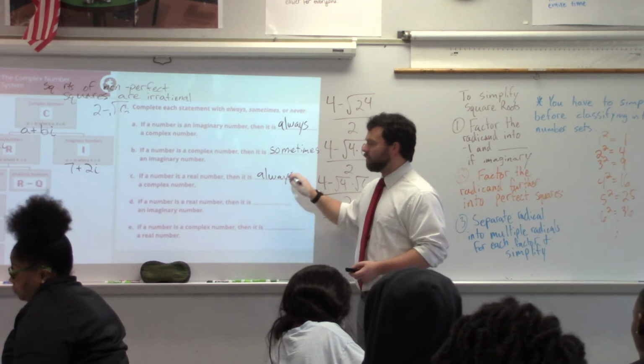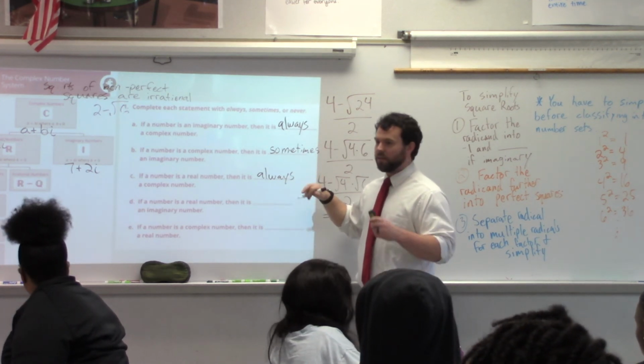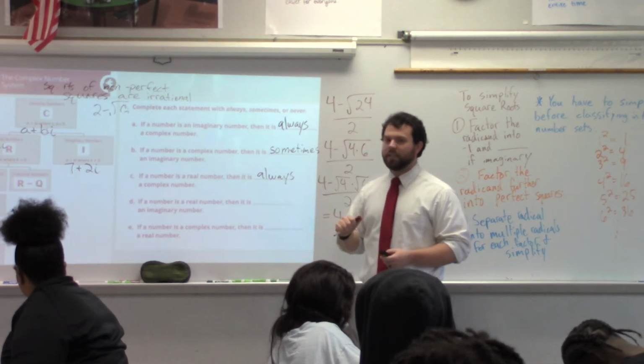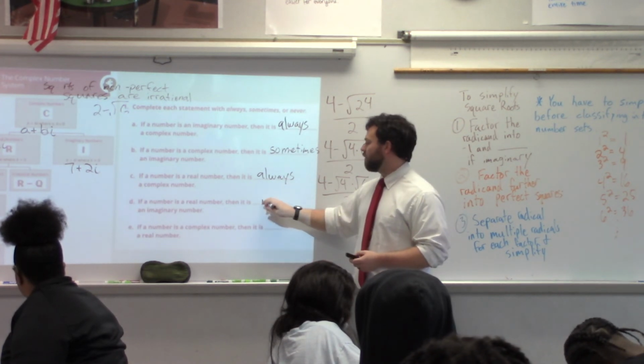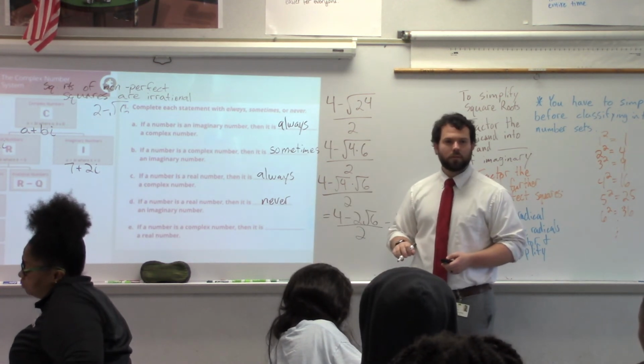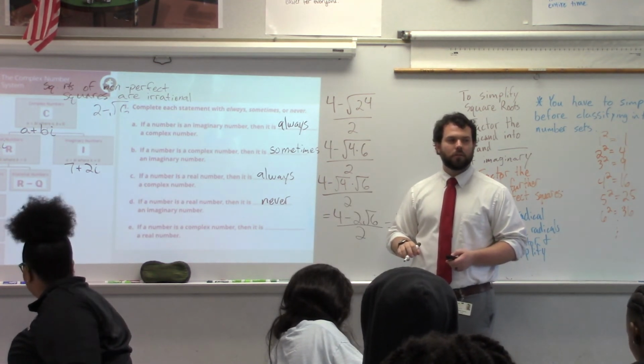If a number is a real number, then it is always... Anybody want to push back? It's underneath the umbrella, right? Everything is a complex number. If a number is a real number, then it is? Never. Never? Why not? You can't have a real number that's imaginary, because those are two different categories.